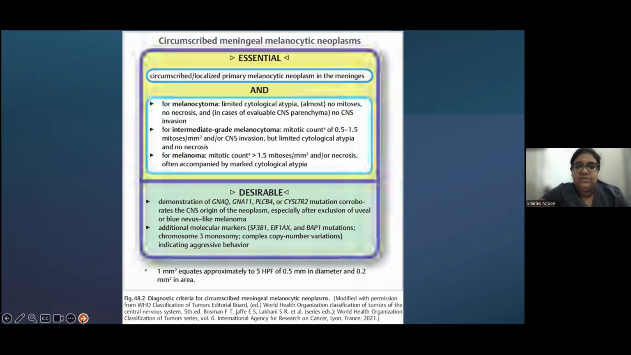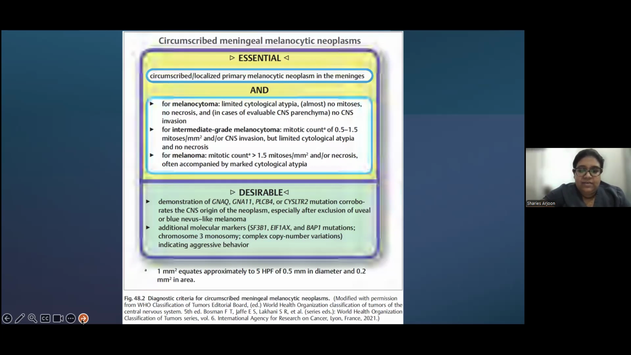no mitosis, no necrosis, and in cases of available CNS parenchyma, no CNS invasion. For intermediate grade melanocytomas, a mitotic count of 0.5 to 1.5 mitoses per millimeter squared and/or CNS invasion, but limited cytological atypia with no necrosis. For melanomas, mitotic counts of greater than 1.5 mitoses per millimeter squared and/or necrosis are often accompanied by marked cytological atypia.